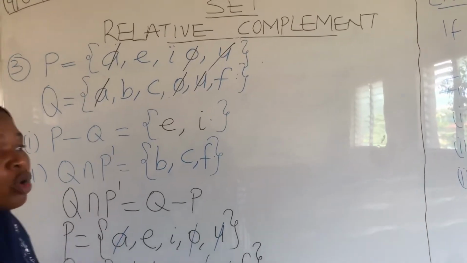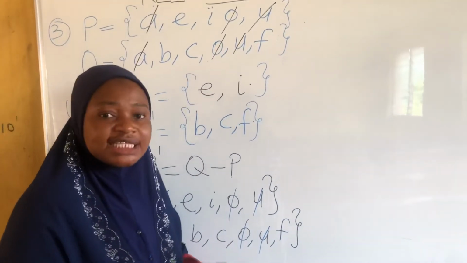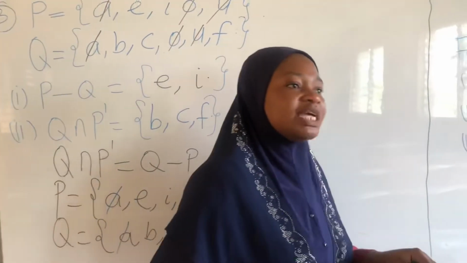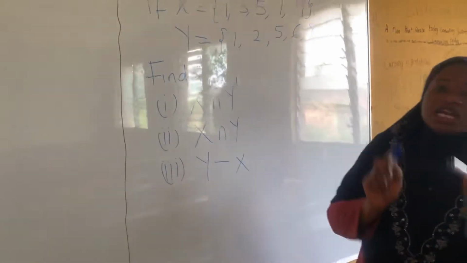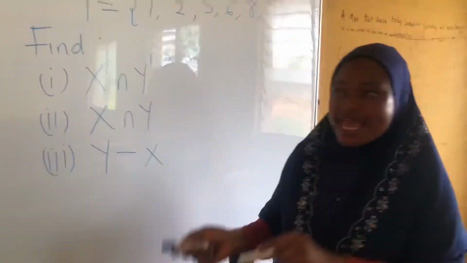That is, if you consider two sets A and B, those elements that are in A but not in B will be the relative complement of B in A.